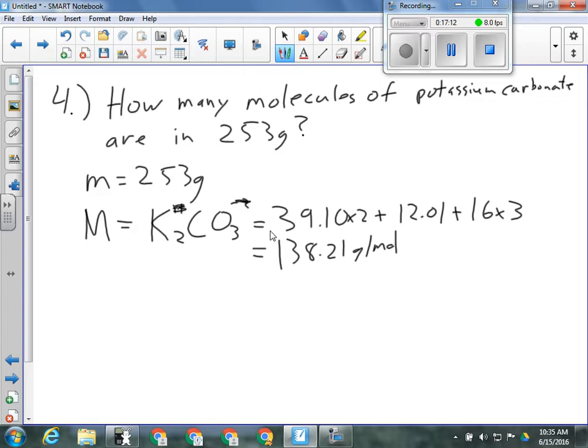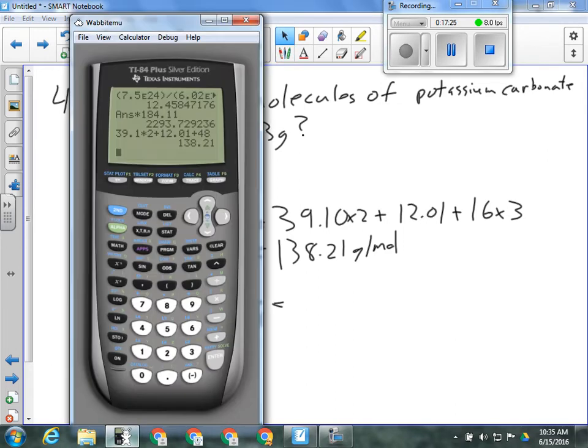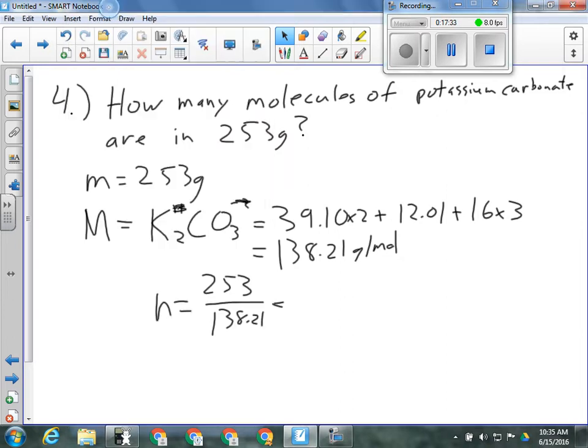What can I find if I have little m and big M? N. Right, so that's probably my next step since I have those two things. 253 divided by 138.21. All right, so I'm looking at 1.83 moles.